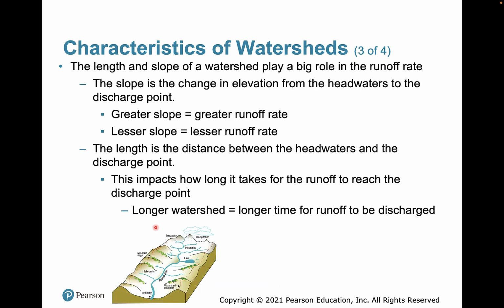So length and slope determine the rate of runoff. Slope is change in elevation from here, from the headwaters to the discharge point out here. The bigger the slope, the steeper the angle, the greater the rate of runoff. If it's flatter, if it's a smaller slope, there's less runoff. The length is the distance between the headwaters and the discharge point, so it determines how long it takes the runoff to reach the discharge. The longer the watershed, the longer the time it takes the runoff to be discharged.